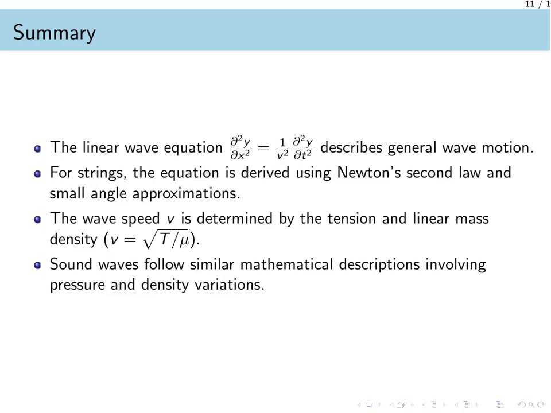In summary, the linear wave equation is a fundamental mathematical tool that describes how waves move through space and time. For a string, we derived this by looking at the forces on a small element and applying Newton's second law. We found that the wave speed is determined by the physical properties of the string, specifically the square root of the tension divided by the linear mass density. While the physical nature of the medium might change, such as the pressure and density variations in sound waves, the underlying mathematical description remains the same.